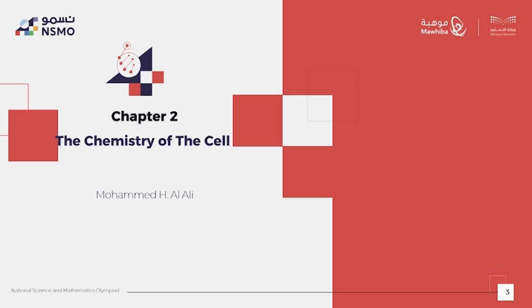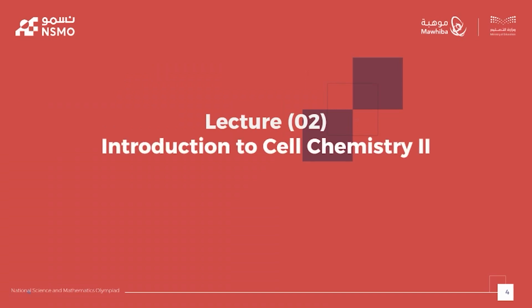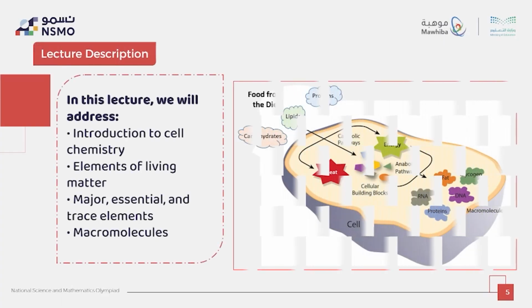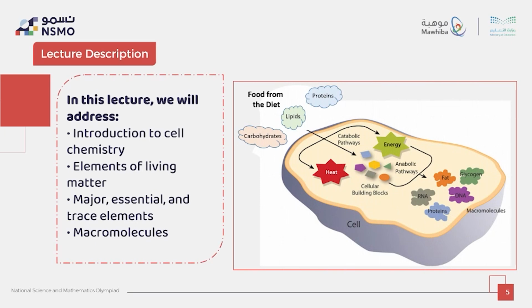We are going to continue our lesson, and now we will keep going, taking phase 2 of Introduction to Cell Chemistry. The lesson builds the foundation for understanding how the cell functions at the molecular level. In this lecture, we will cover four main themes as shown in the figure: Introduction to Cell Chemistry, Elements of Living Matter, Major, essential and trace elements, and macromolecules.